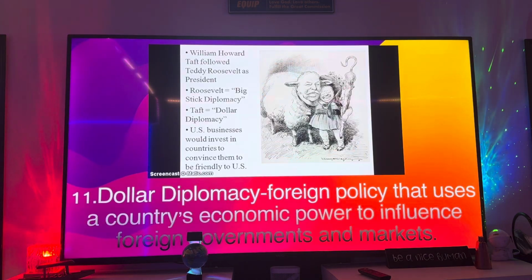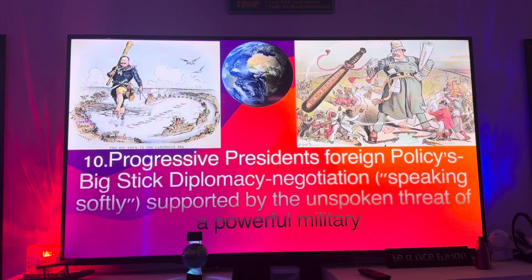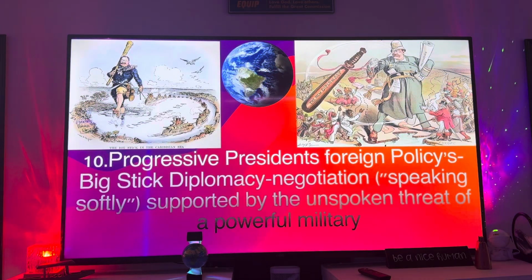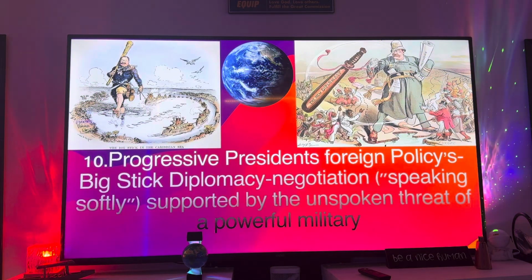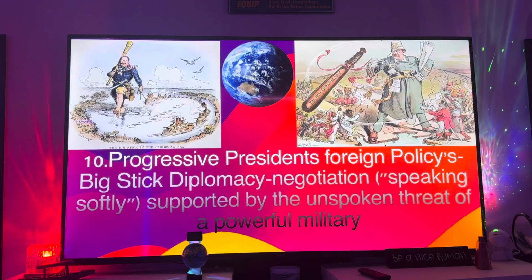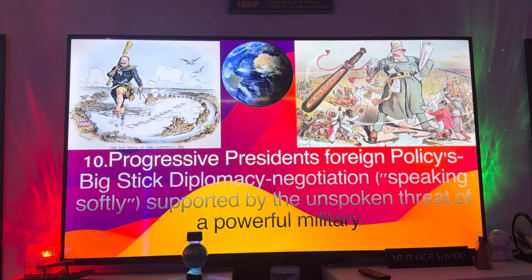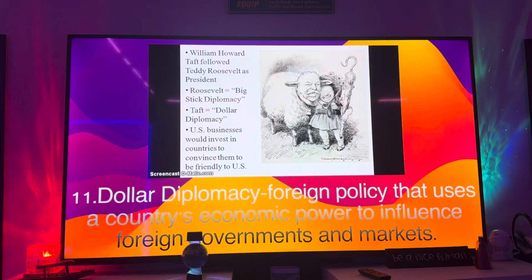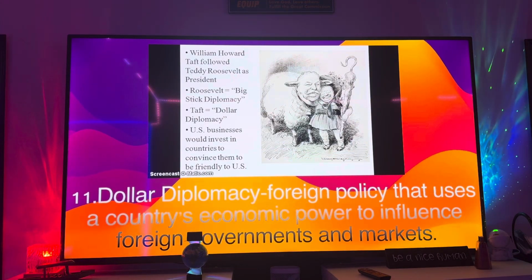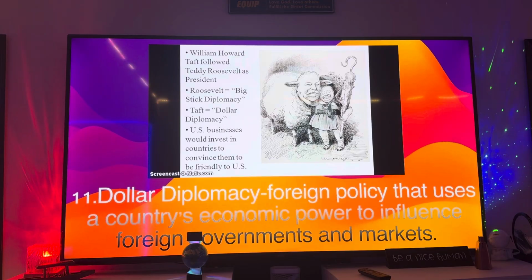Now, our next one is dollar diplomacy. Oh, also back to Big Stick Diplomacy, write down to the left, Teddy Roosevelt. Now, our next one is dollar diplomacy. To the left of number 11, write down Taft.